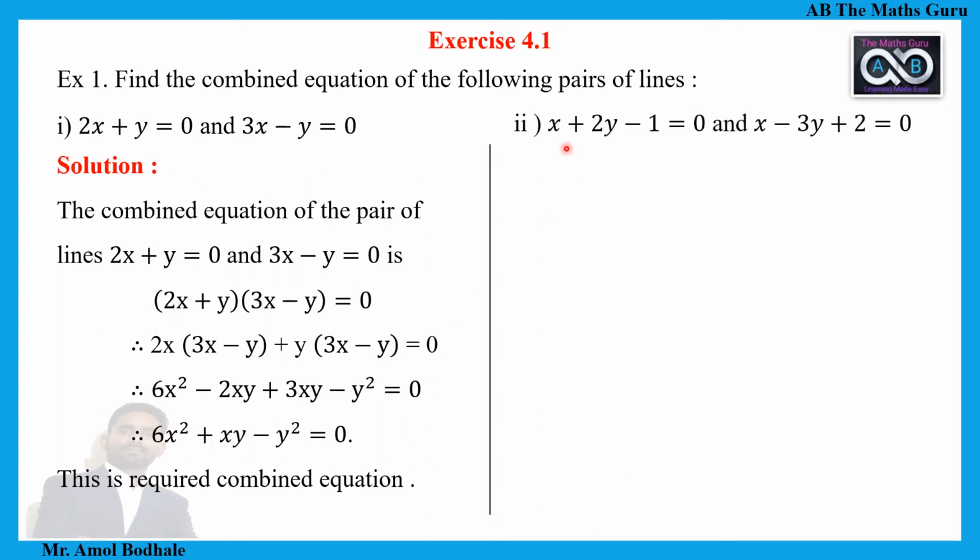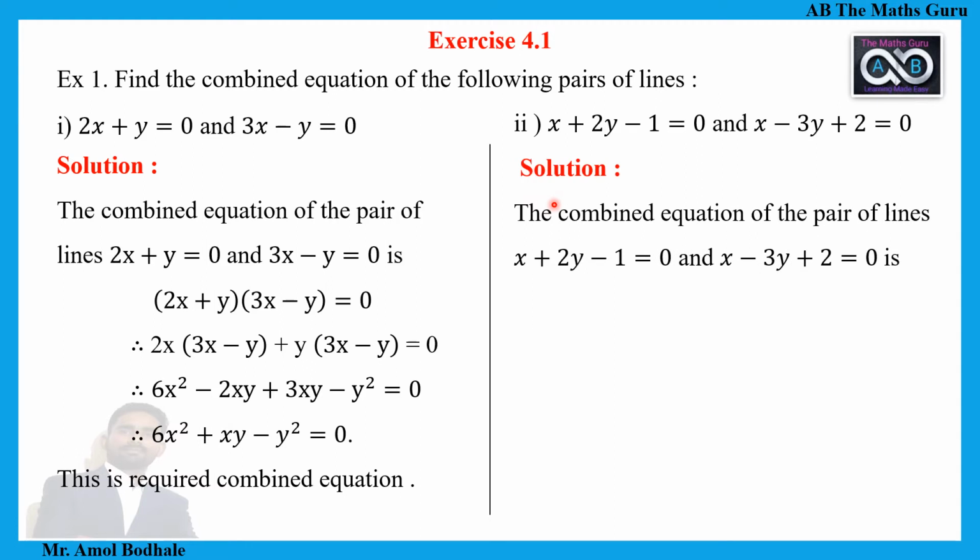Let's see the second example. If the equations of the lines are x plus 2y minus 1 equal to 0 and x minus 3y plus 2 equal to 0. This example is also similar. So the combined equation of the pair of lines x plus 2y minus 1 equal to 0 and x minus 3y plus 2 equal to 0 is x plus 2y minus 1 into x minus 3y plus 2 equal to 0.